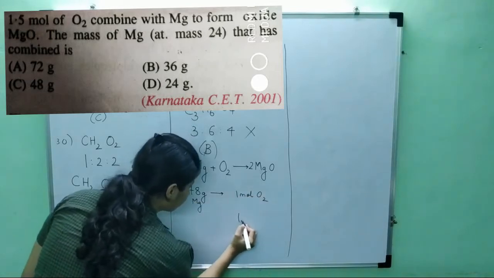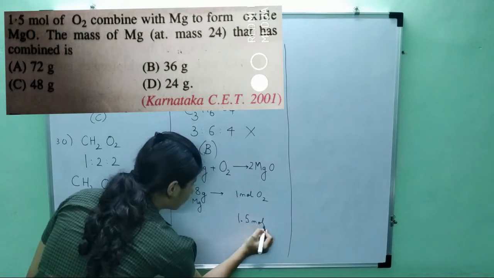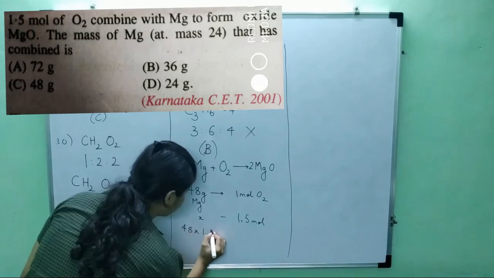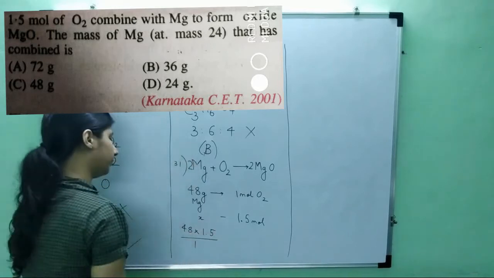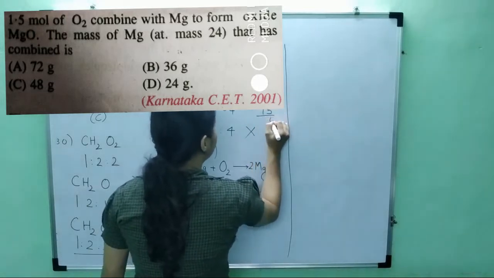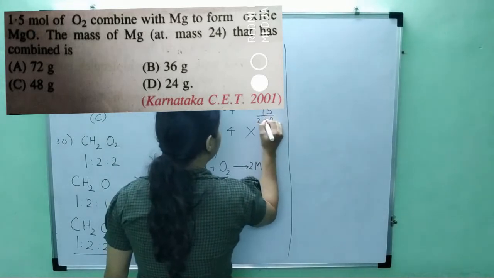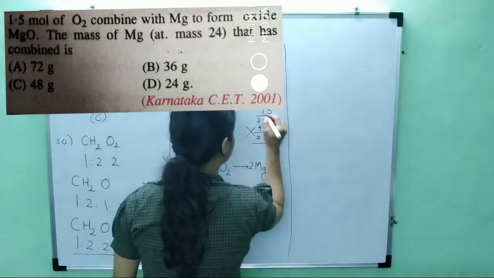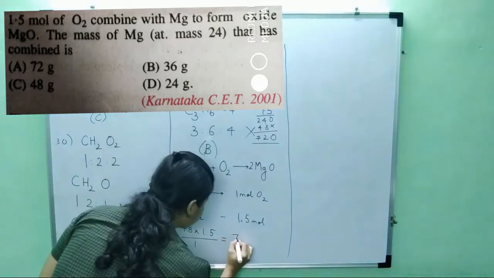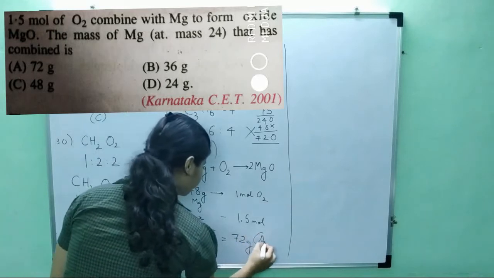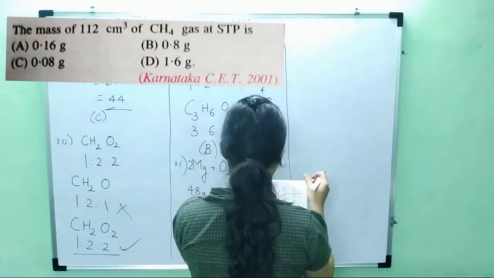So the given is 1.5 moles. So 1.5 moles will combine with what? So we have to just do cross multiplication. So this is 48 into 1.5 upon 1. Okay. So this is a simple multiplication. So this comes out to be 72. Okay, so the answer is 72 grams, which is option E. Let's look at the next question.